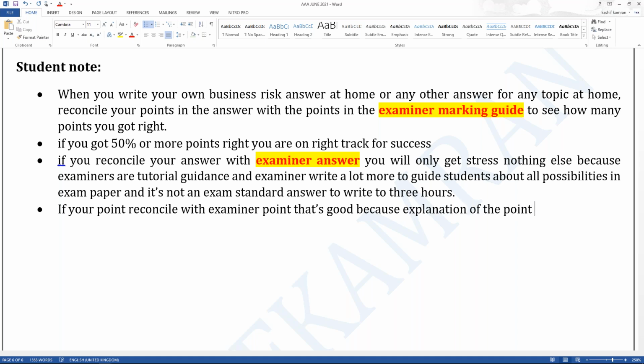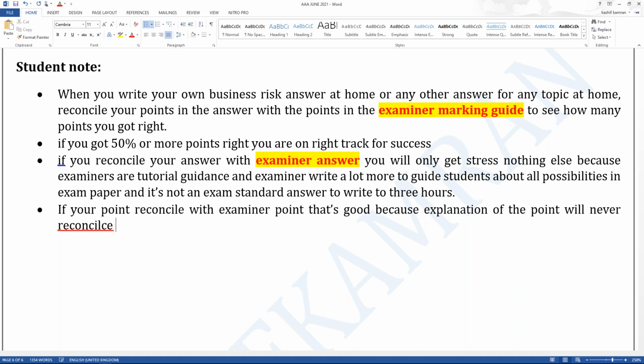Because the explanation of the point will never reconcile, as everyone has a different way of explaining. Are you comfortable with the bullet number 4 I wrote? If your point reconciles with the examiner point, that's good, because the explanation of the point will never reconcile, as everyone has a different way of explaining.